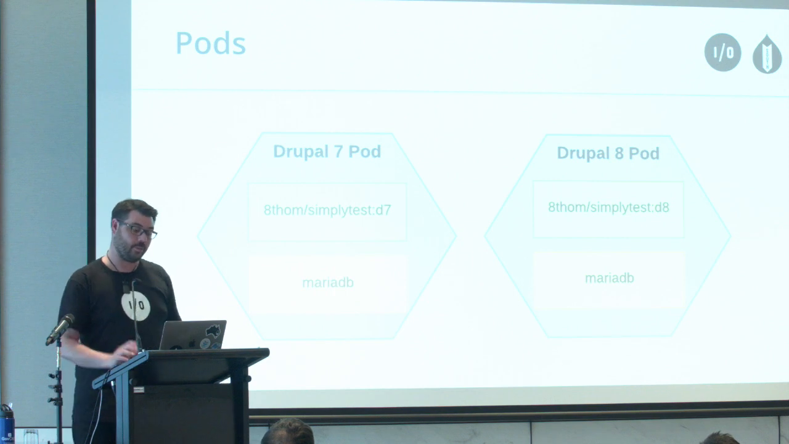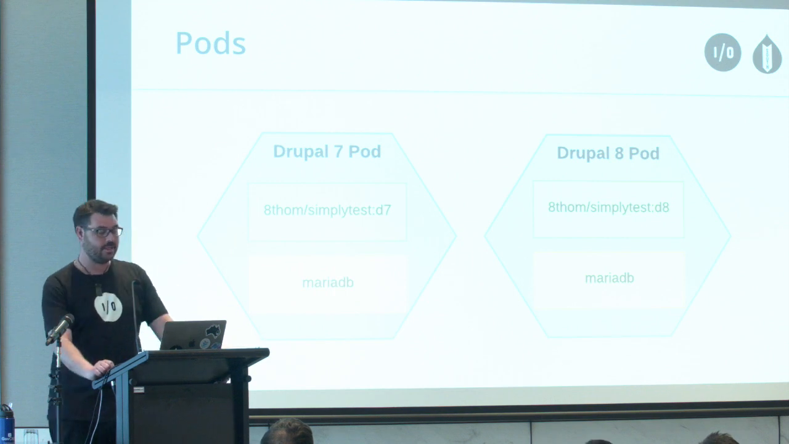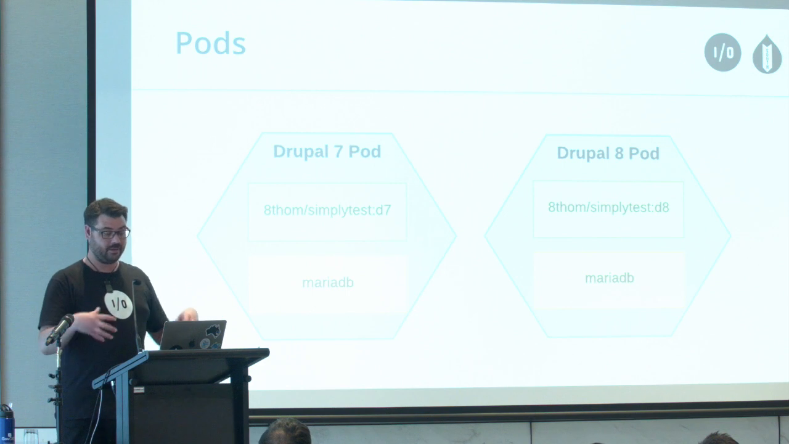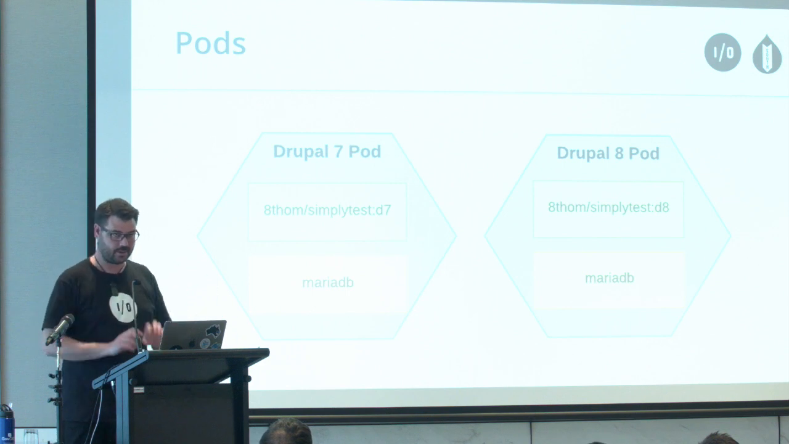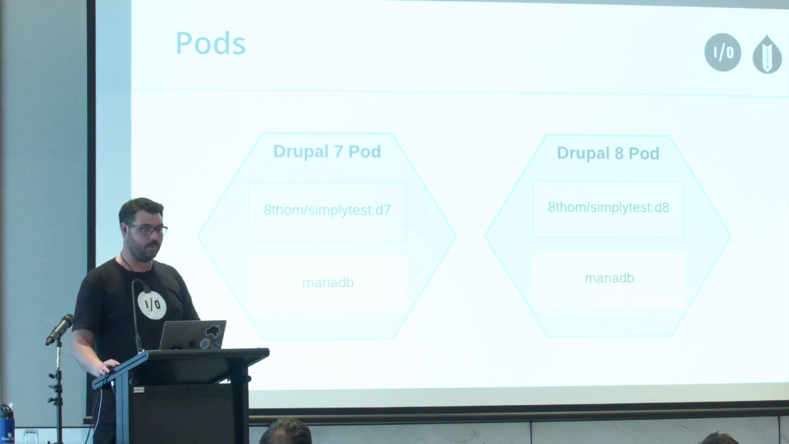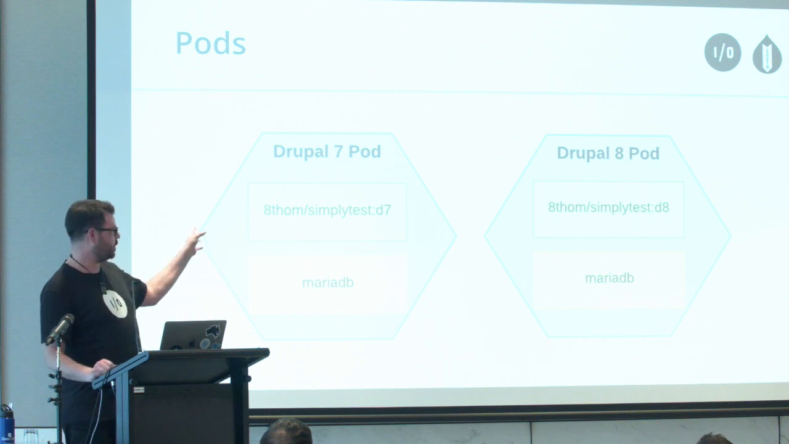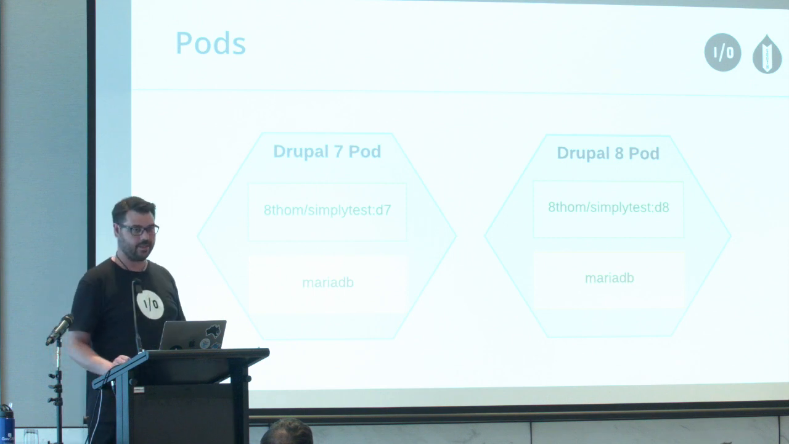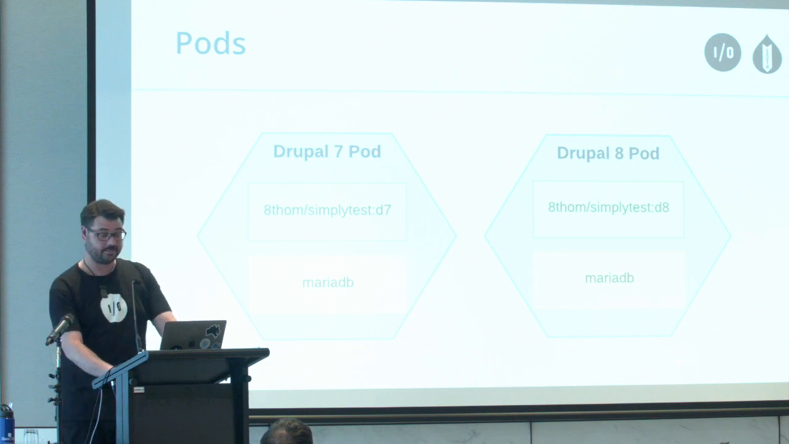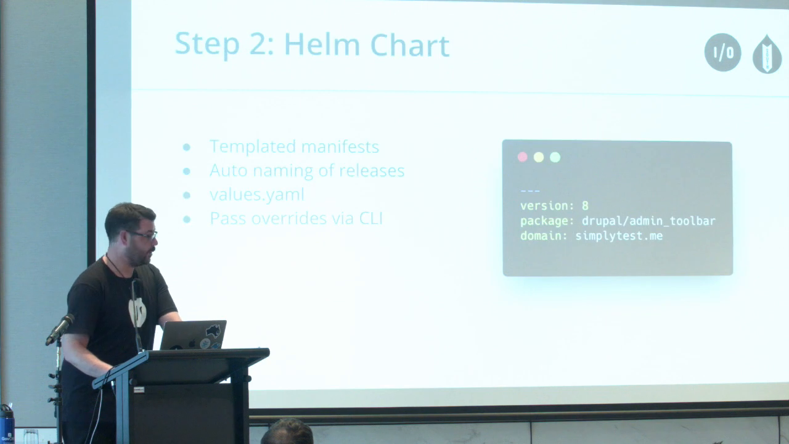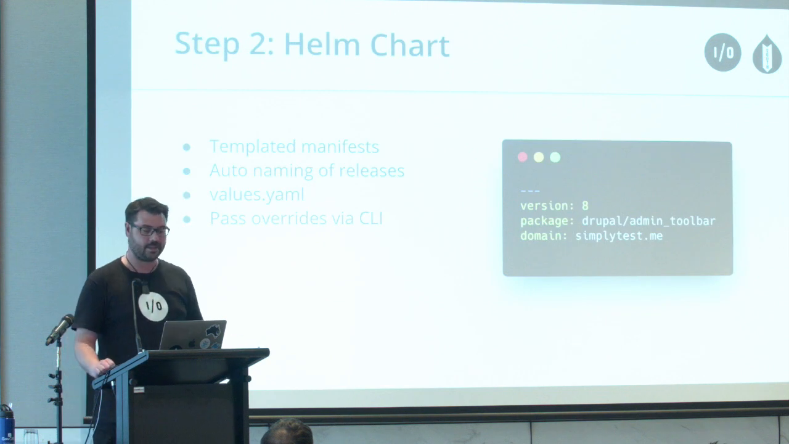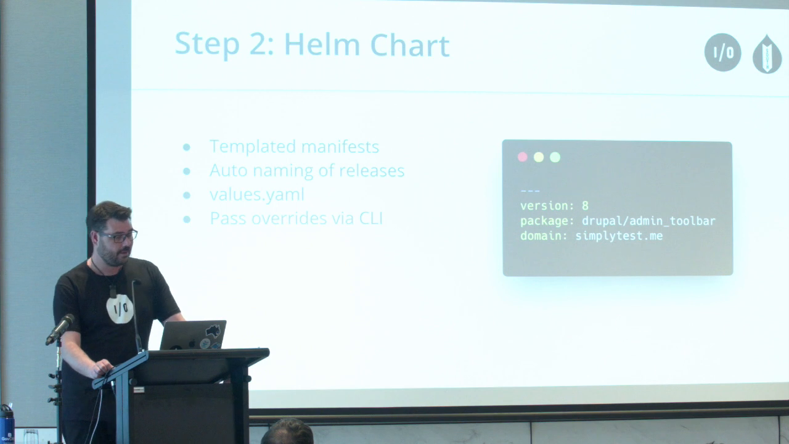So what we want to end up with here is essentially a way of having two different pods sitting out in Kubernetes world, with the two containers inside each. So for a Drupal 7 project, you'd have that base image D7 and Drupal 8 D8. So that's the next step. So step 2 is getting to that point as well.